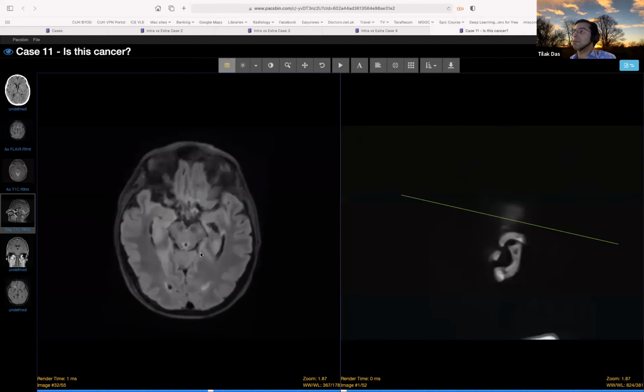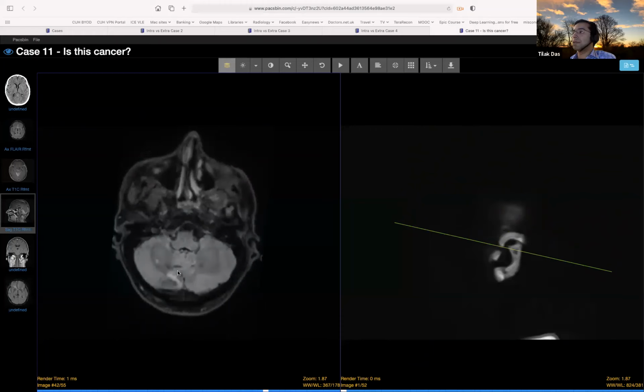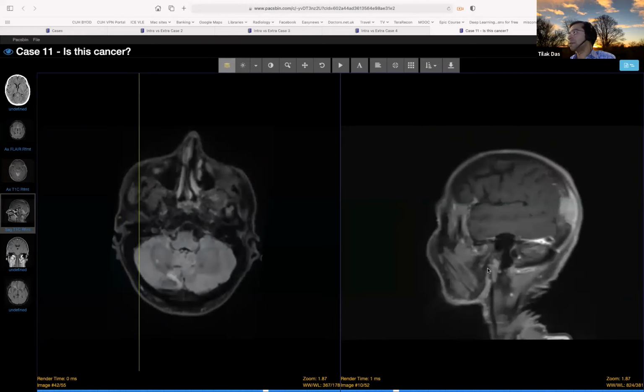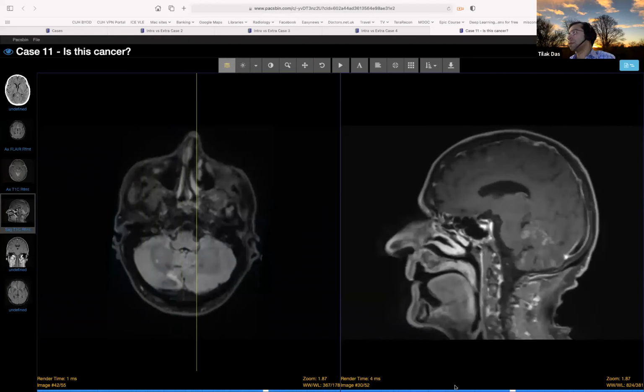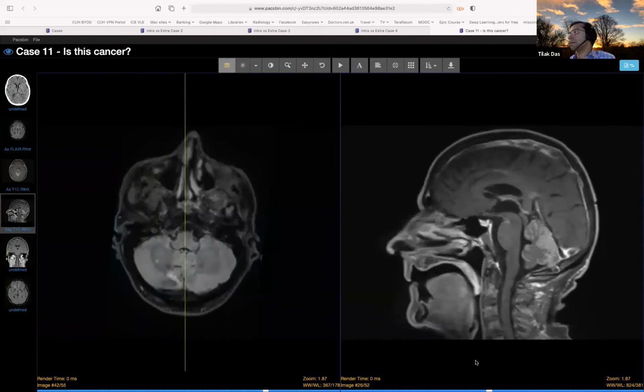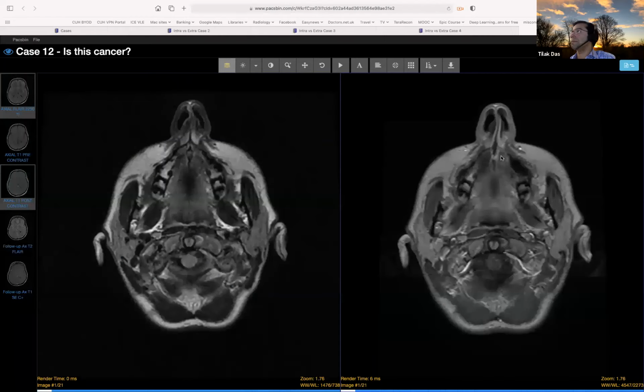So similarly, you've got abnormal T2 hyperintensity here in the cerebellum, a mass in the calvarium, but also really florid leptomeningeal disease in this patient with metastatic cancer.